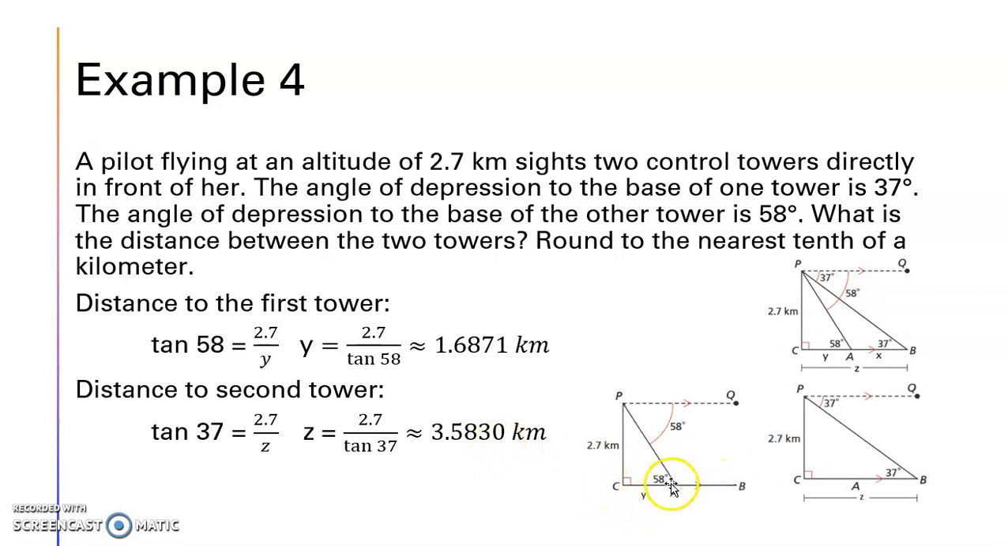Now I need the distance between these towers. Y is the distance to the first tower. Z is the total distance to the second tower. All I need to do is subtract these. So try and subtract those and see if you're right in just a second. When I subtracted, I got 3.5830 minus 1.6871, which is approximately 1.9.